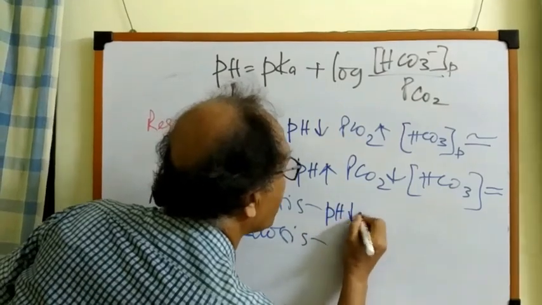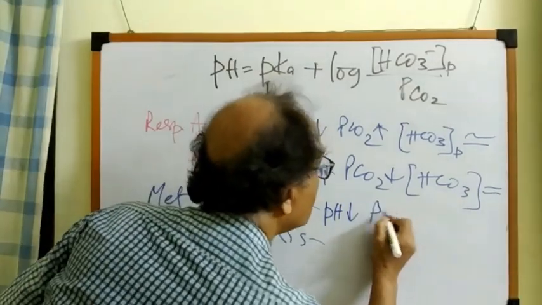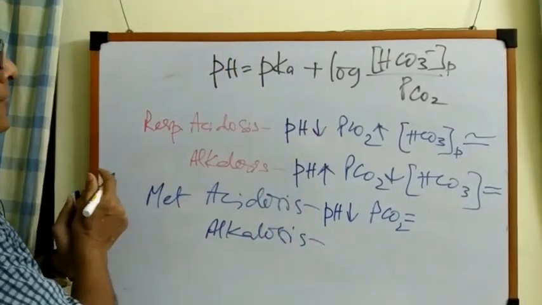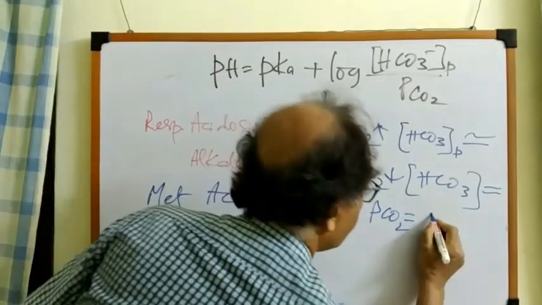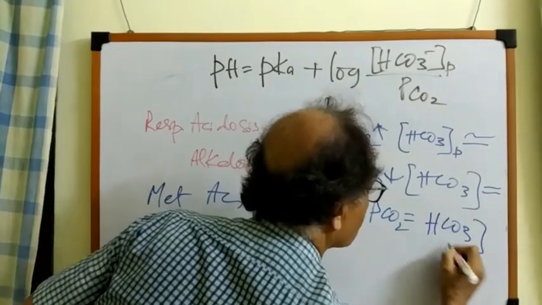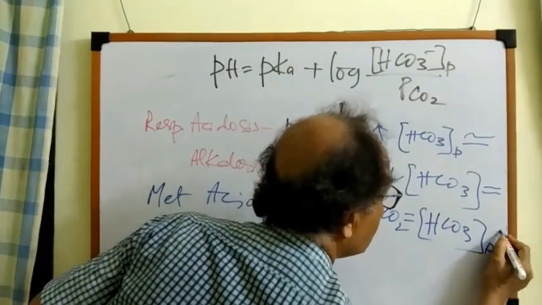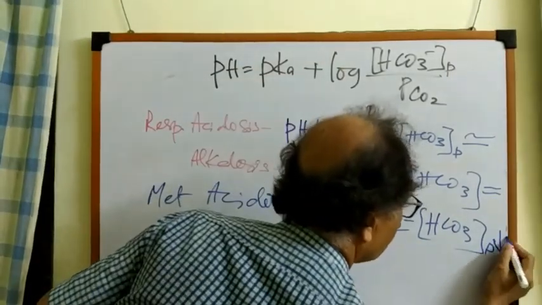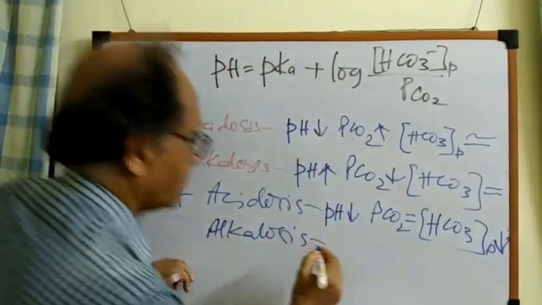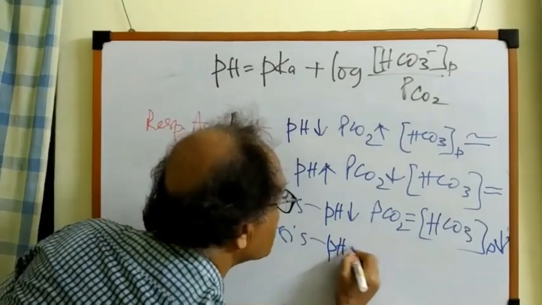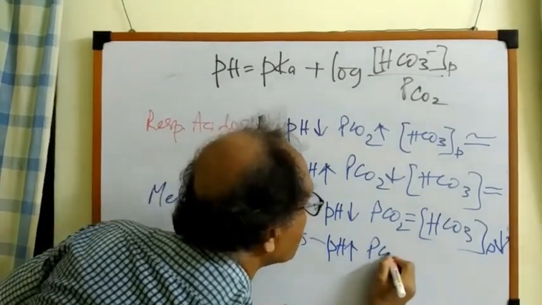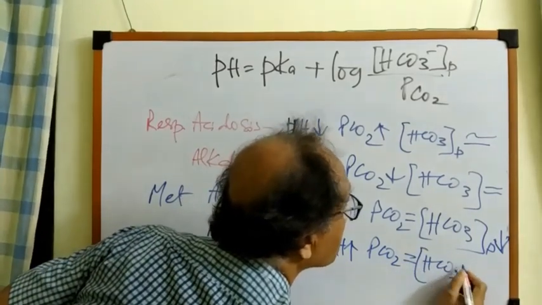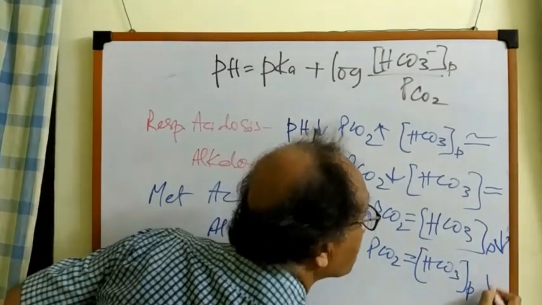Whereas in case of metabolic acidosis, the pH will fall, PCO2 remains more or less normal, and HCO3 concentration in the plasma will fall. Whereas in case of metabolic alkalosis, the pH will rise, PCO2 will remain more or less normal, and bicarbonate ion concentration in the plasma will rise.